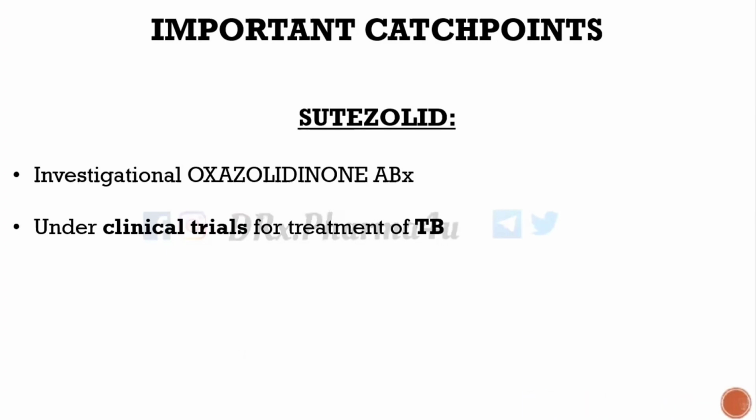Now we come to a molecule which is under clinical trials. This is actually sutazolid. This is an investigational oxazolidinone antibiotic. This is actually under clinical trials for the treatment of tuberculosis. So this is just an insight into what I wanted to tell you about oxazolidinone antibiotics.